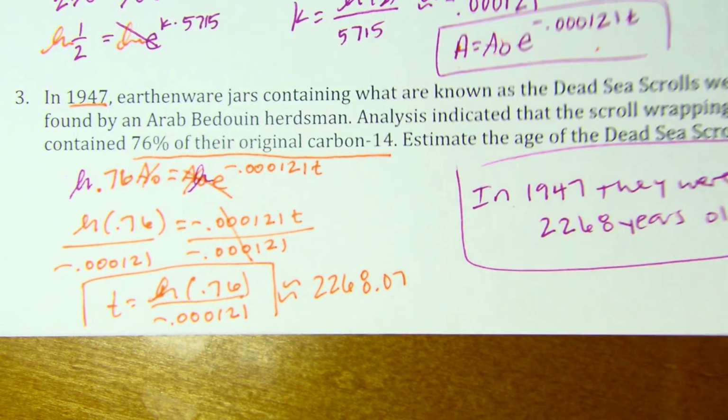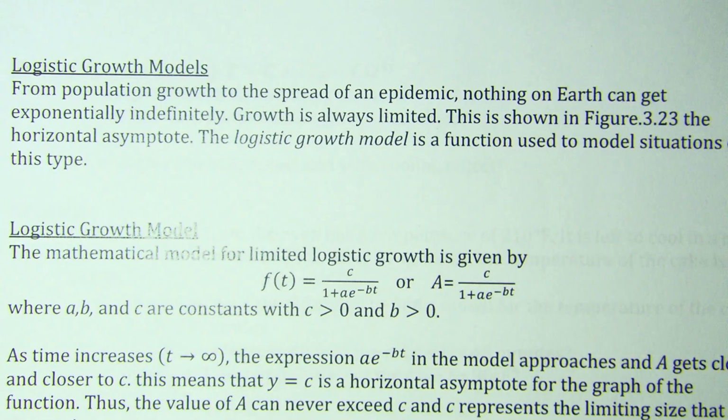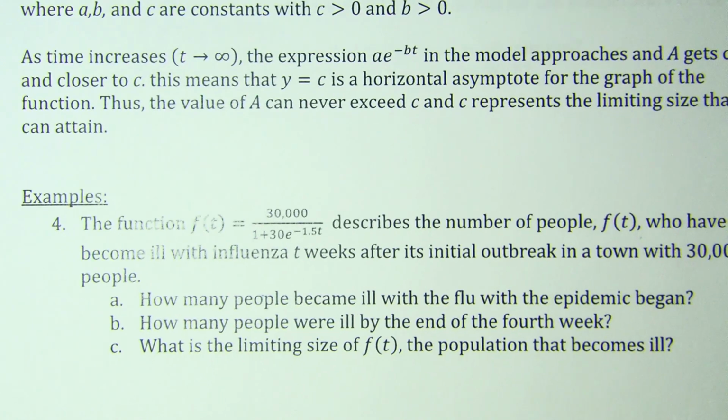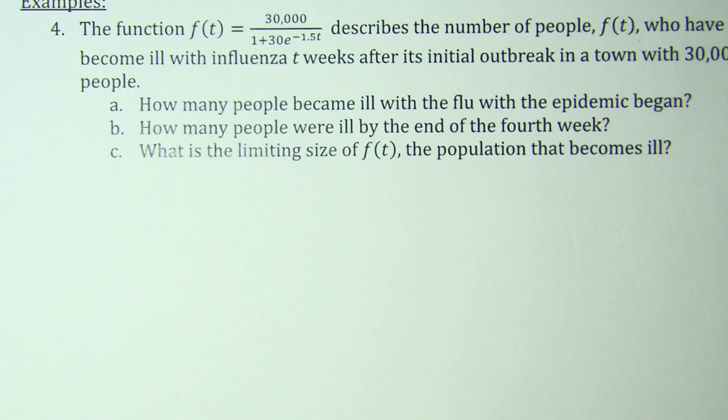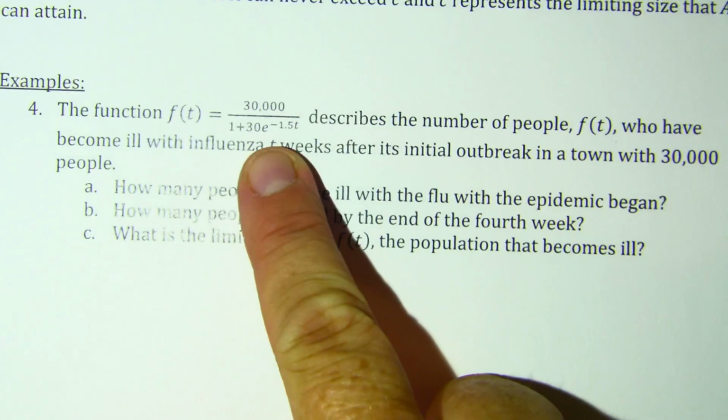Okay. All right, moving on to the next type of example, we're going to look at some log word problems here. And here it says that we're looking at some log growth models. And what's nice about these problems is that it actually typically gives you the equation. So you can see in our first example here, it says the function f of t equals 30,000 over 1 plus 30e to the negative 1.5t, and it describes the number of people, f of t, who have become ill with influenza, or the flu, t weeks after its initial outbreak in a town with 30,000 people. So this formula is already given here.